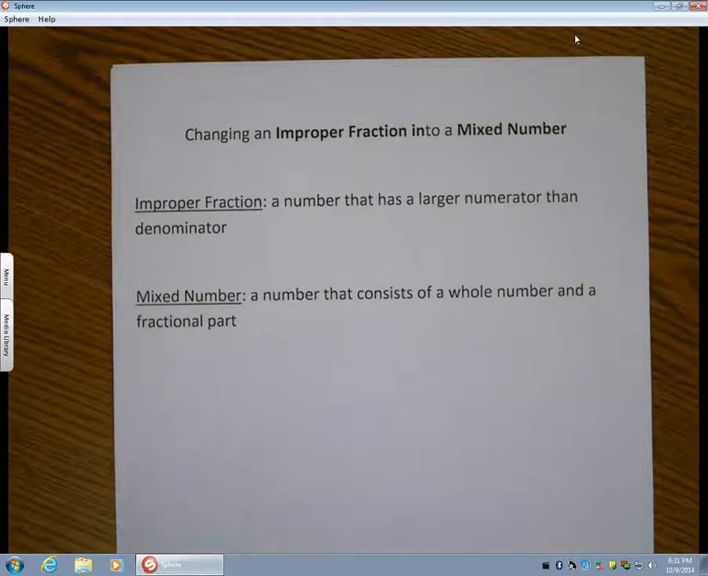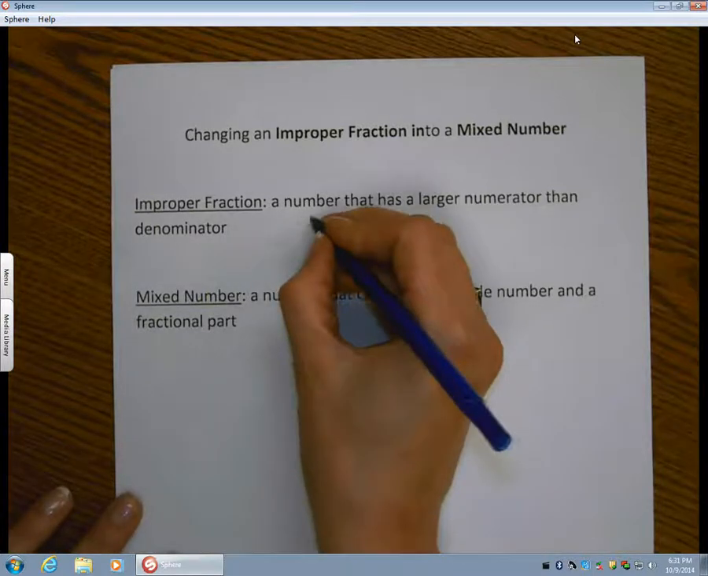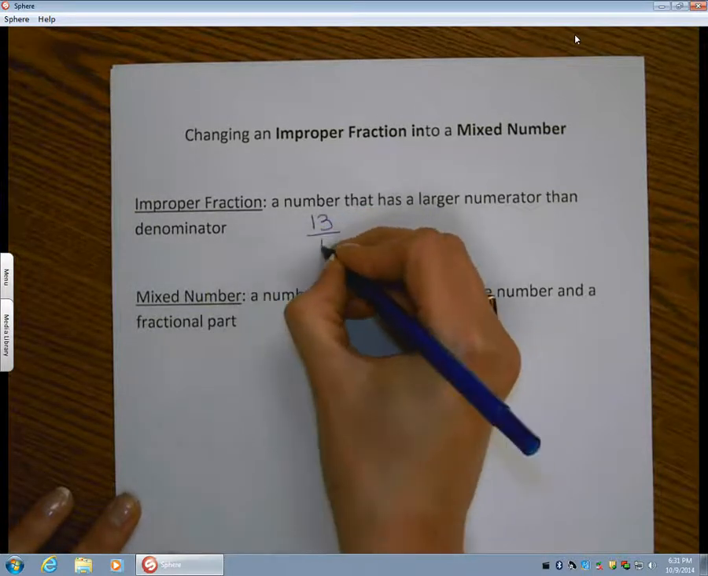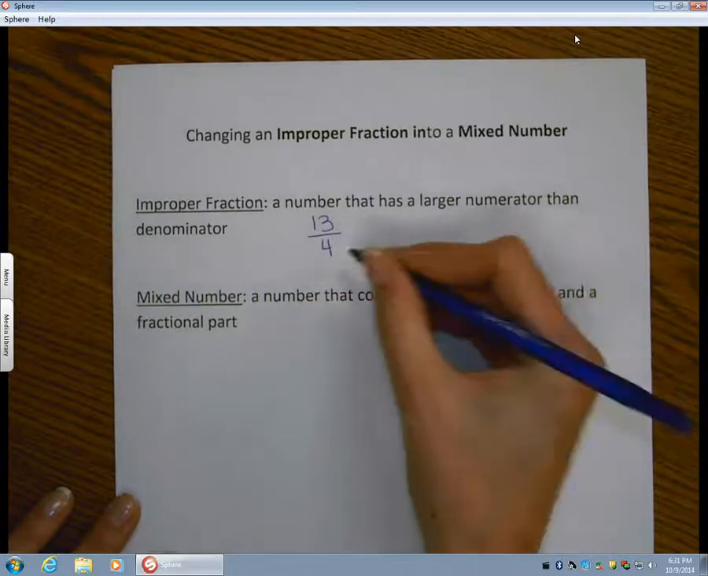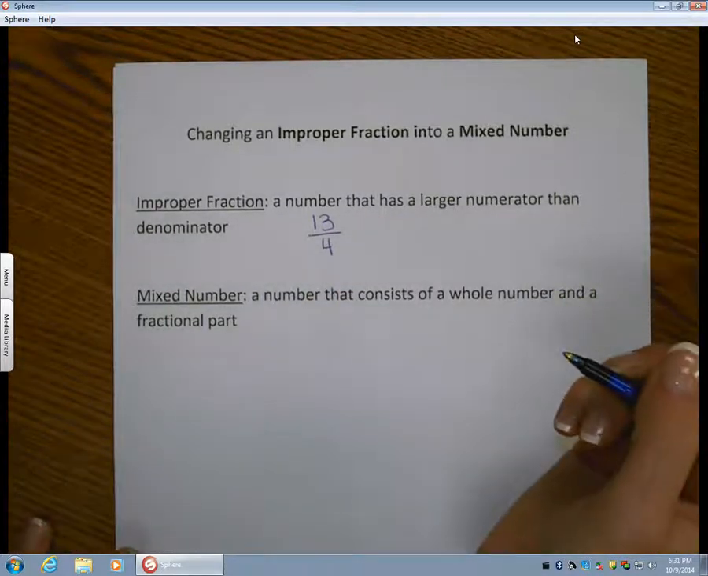In this video, we're going to work on changing an improper fraction into a mixed number. An improper fraction is a number that has a larger numerator than denominator. For example, 13/4. 13 is larger than 4, which makes this fraction improper.